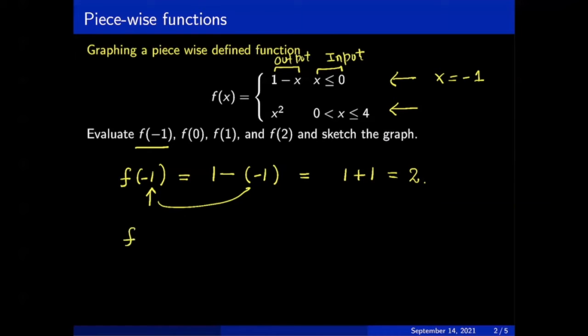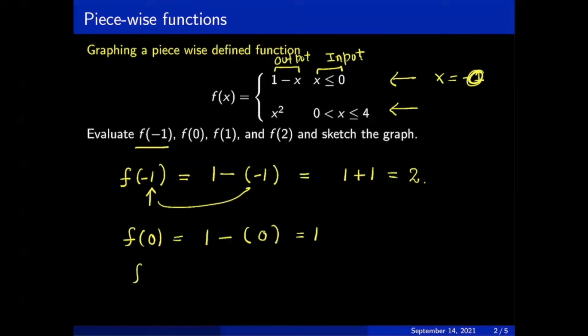Now let's calculate what is f of 0. Again, f of 0 belongs to the first row, x equal to 0 is here again. Since it is 0, it belongs to the first row. So my function is 1 minus parentheses with the placeholder, and I place 0 in the placeholder.